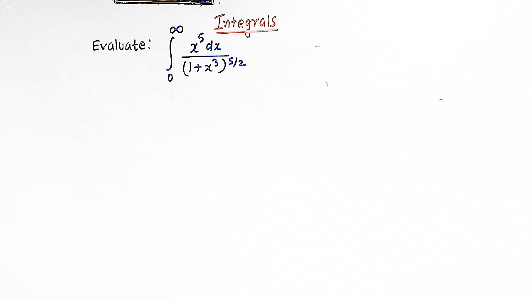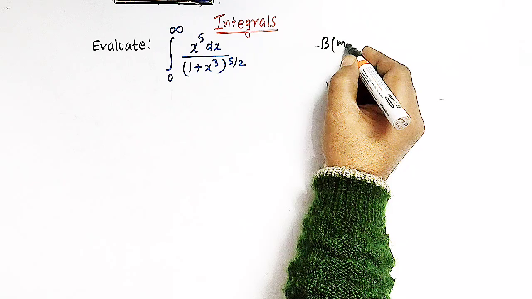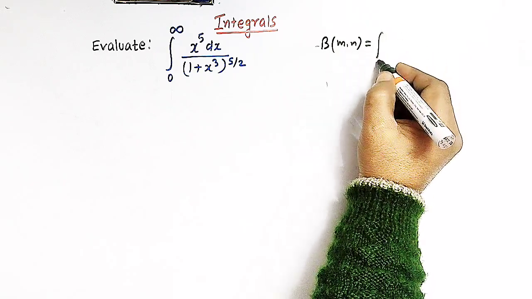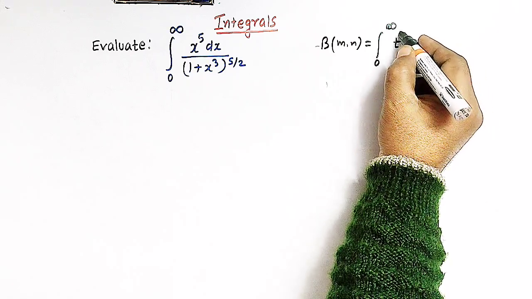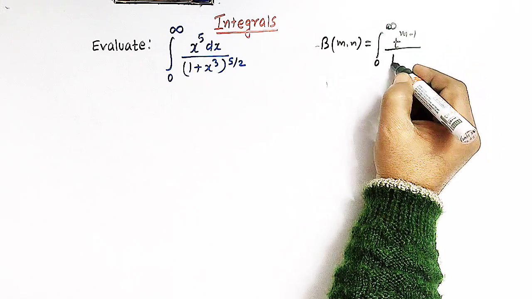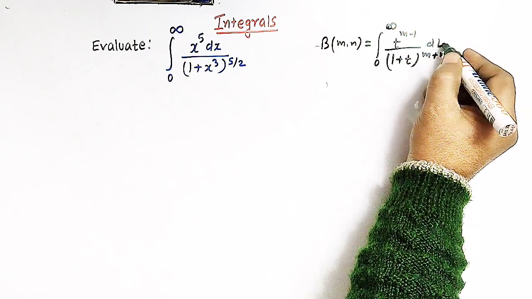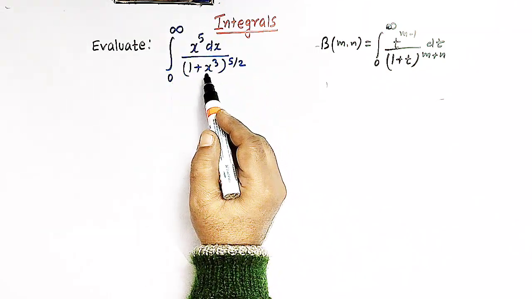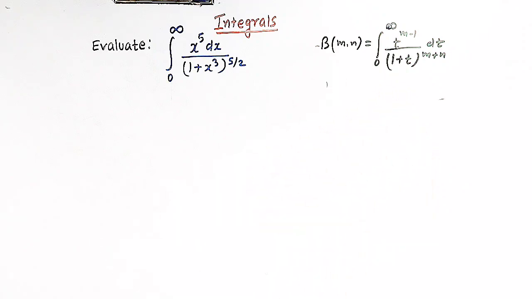Before applying the concept of beta and gamma functions, let us first make use of the method of substitution to convert this integral into a beta function, that is, beta of m comma n is given by the integral from 0 to infinity of t raised to m minus 1 divided by (1 plus t) raised to m plus n dt. So by a method of substitution, we'll first convert this integral into the beta function.